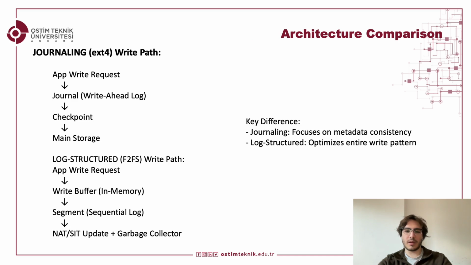In journaling, the write request first goes to the journal. After the transaction commits, it's written to main storage through checkpointing, a two-stage process.